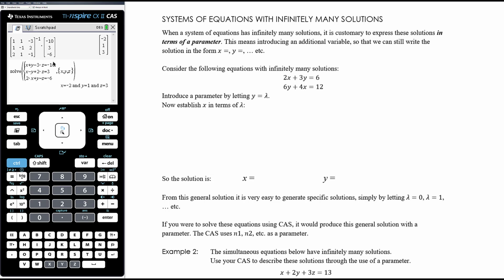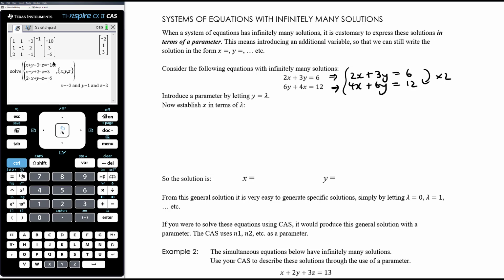So let's have a look at what we mean by representing the solutions in terms of a parameter. Okay, so if we have a close look at these equations, they're the same line. The whole equation multiplied by 2 and we get the second equation. Okay, again, they're not in the same order. It's the same pair of equations we looked at in the previous video. 2x plus 3y equals 6 and 4x plus 6y equals 12 if we line them up. So the whole thing is just being doubled. Okay, so we know there's going to be infinitely many solutions.